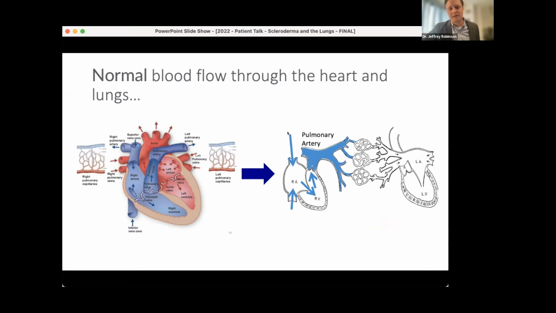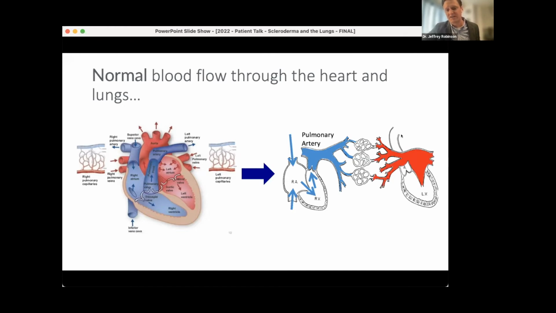The right side of the heart accepts blood back from the body that's not carrying much oxygen. It goes through this right side of the heart into the pulmonary arterial system. And it's these small vessels here in the middle that are abnormal in pulmonary hypertension. And that blood then returns through the lungs to the left side of the heart, which is then ejected to the rest of the body.